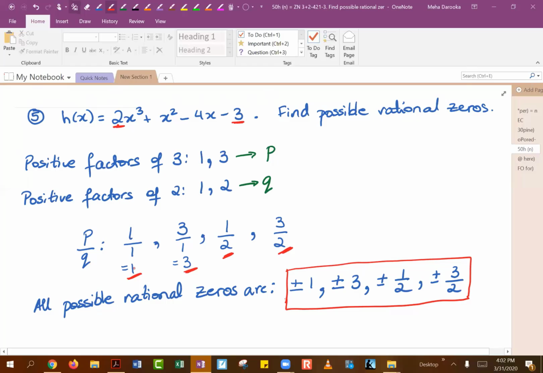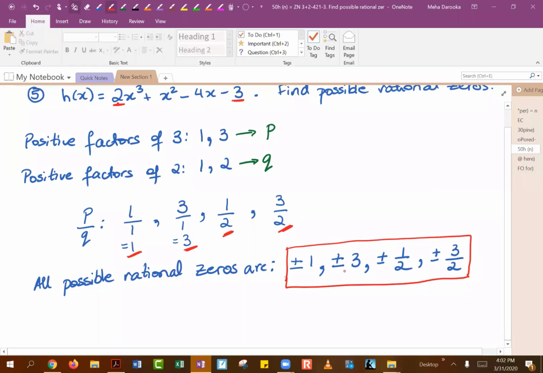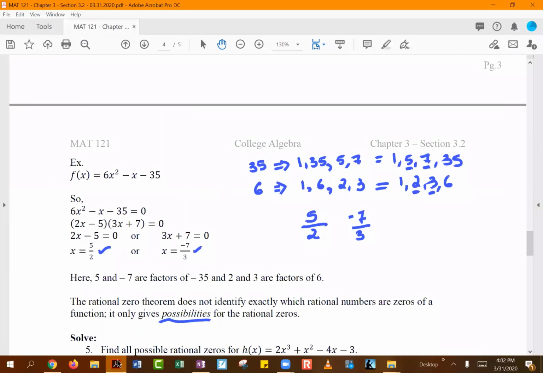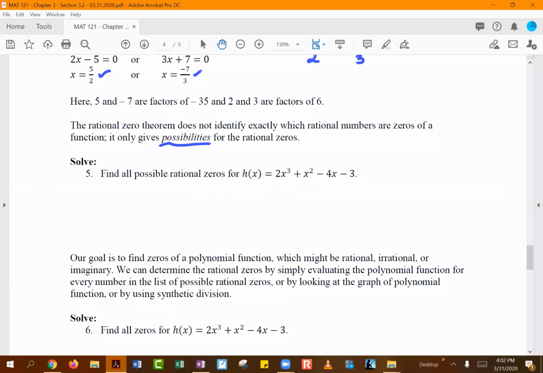So 1 divided by 1 is the same thing as 1. 3 divided by 1 is the same thing as 3. And then you have your 1/2 and 3/2. For the final answer, they should have both positive and negative signs. So positive negative 1, positive negative 3, positive negative 1/2, and positive negative 3/2. These are going to be all the possible rational zeros that this polynomial could have.